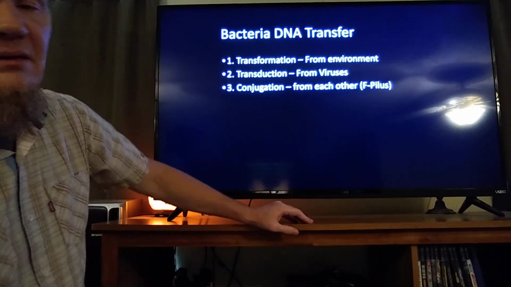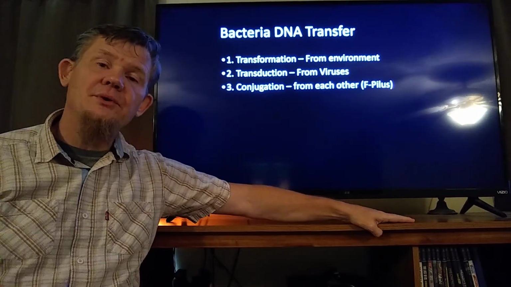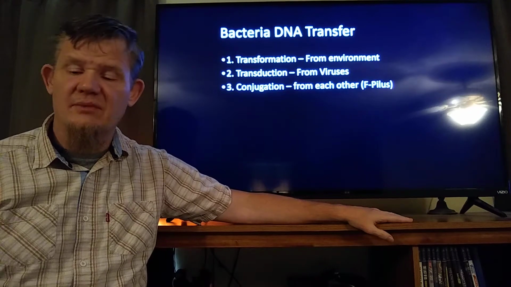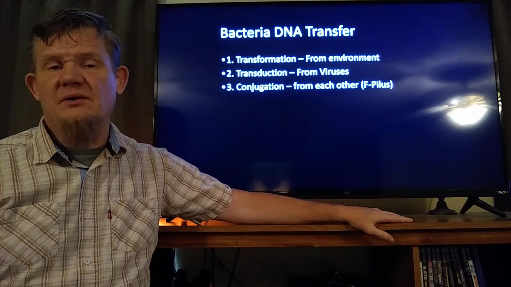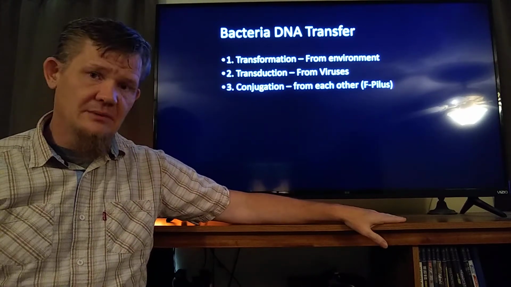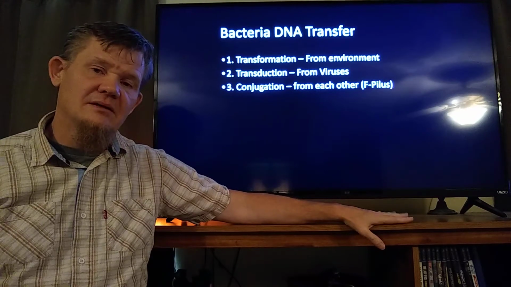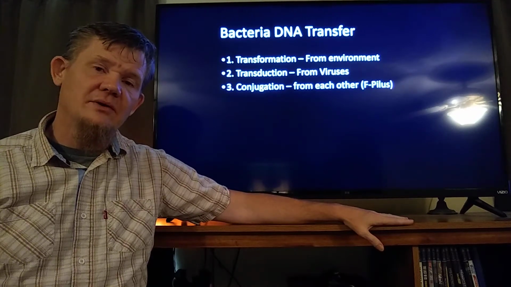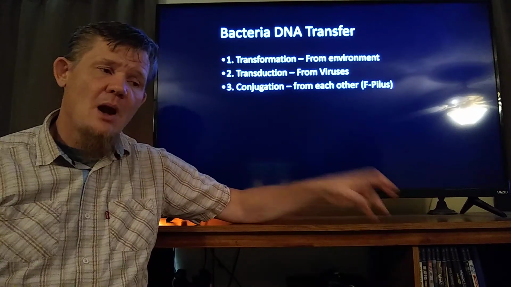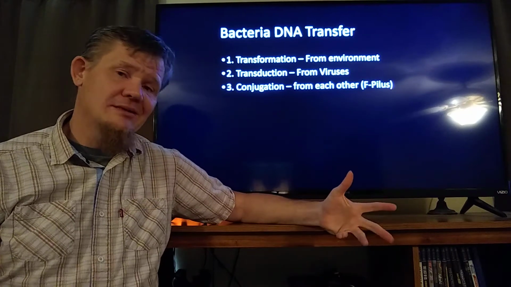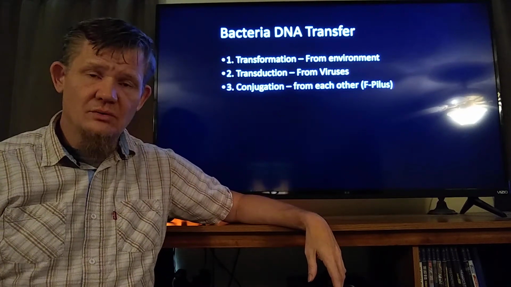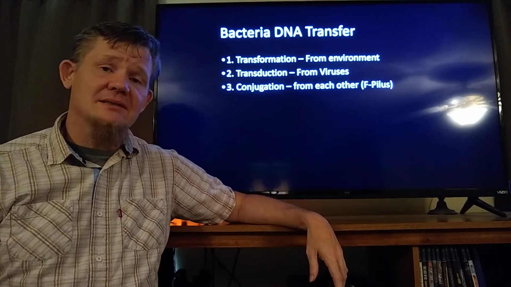There are three ways in which bacteria can pick up new DNA. The first is called transformation, and that is they just find it floating around in the environment, and they do this all the time. Bacteria find DNA floating around in the environment, and they just suck it up, and now they're a new bacterial species because they picked up new genes and can make new products.